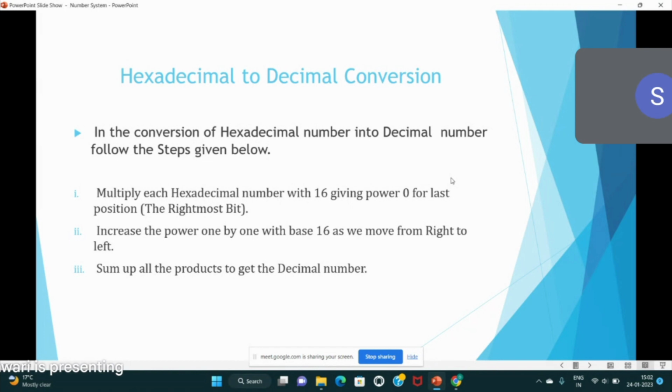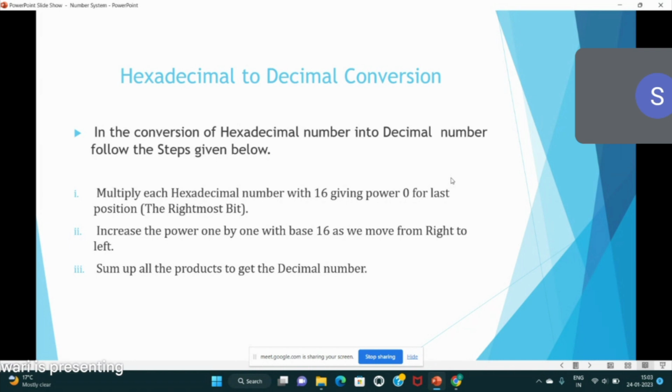The last conversion is hexadecimal to decimal conversion. In this conversion, we give numbering to the hexadecimal digits from right to left, starting with 0. Then we multiply each hexadecimal digit by 16 raised to its numbering as the power. For the final answer, we sum up all the products.